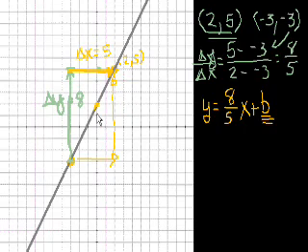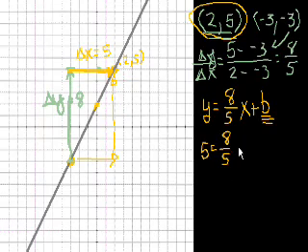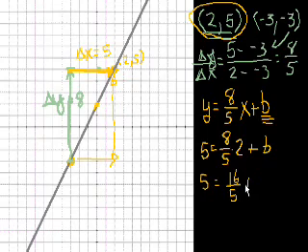But let's solve it, just in case we didn't have this neatly drawn graph here. So how can we solve for b? Well, we can substitute values that we know work for x and y. Either of these points are on that line, so we can substitute them in for x and y. So let's use the first one. The y, we get 5, will equal 8 over 5 times x. Well, x there is 2, times 2 plus b. Now we just get 5 is equal to 16 over 5 plus b.